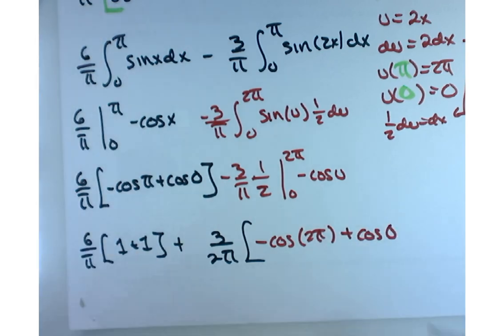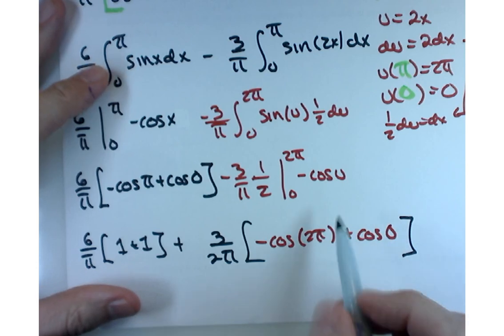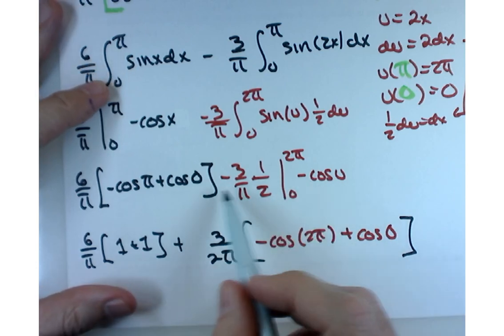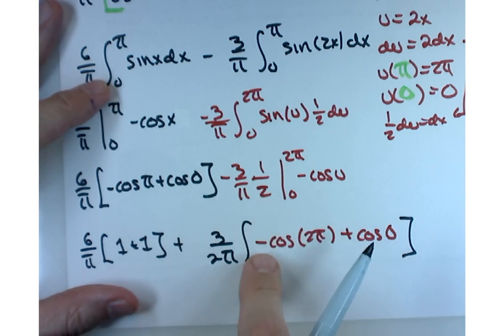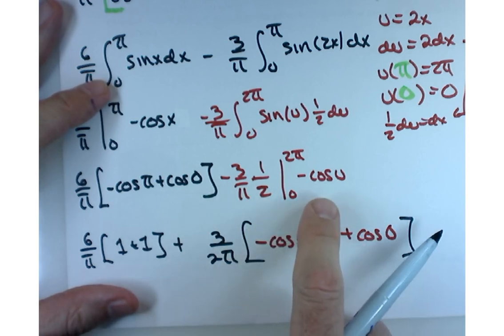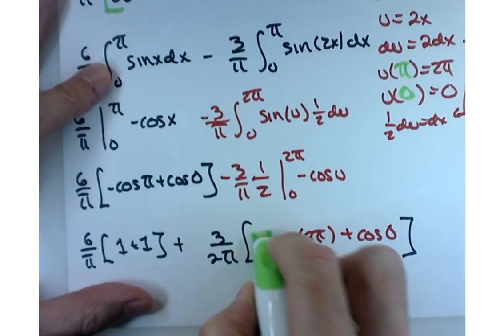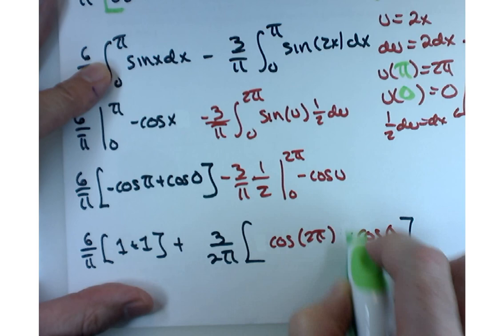Where'd you get the negative times negative so that became positive right there? The 3 over 2 pi? No, the 3 over 2 pi. How come it? Oh, you know what? I took the negative out, so let's see, negative. You know what? This should be a positive, and this should be a negative. Thank you.